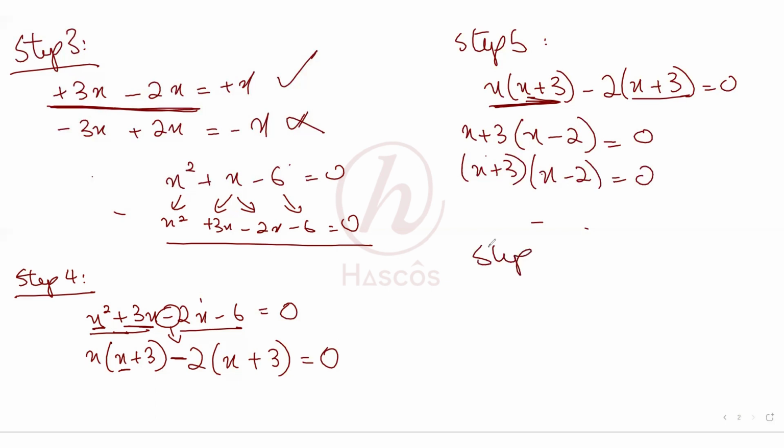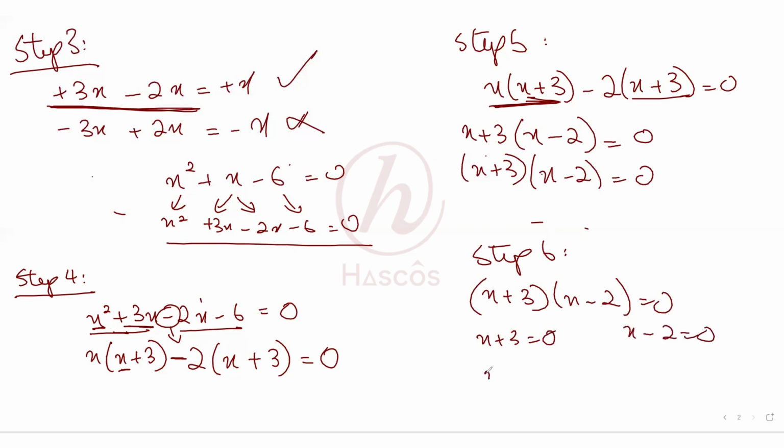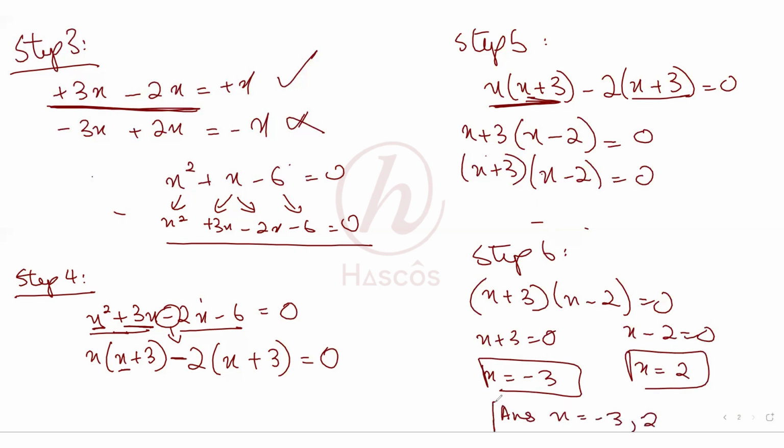Step number 6, once again, super identical as the previous one. X plus 3, x minus 2 equals 0. X plus 3 equals 0. X minus 2 equals 0. This gives us the value of x as minus 3 and this gives us the value of x as 2. Our answer is x equals minus 3 and 2.